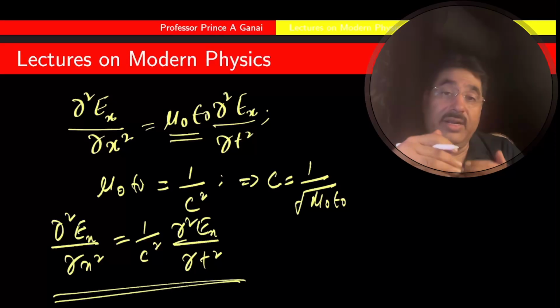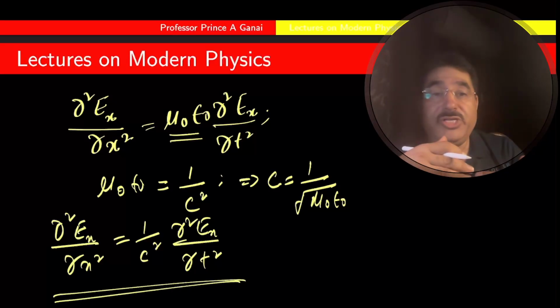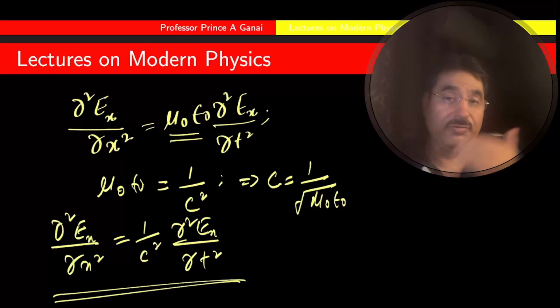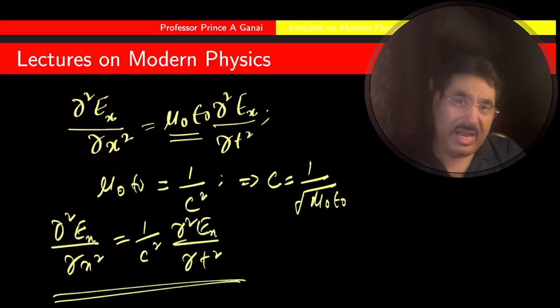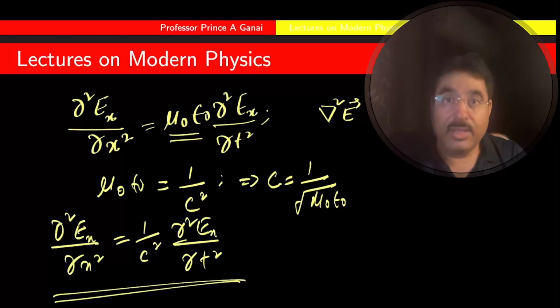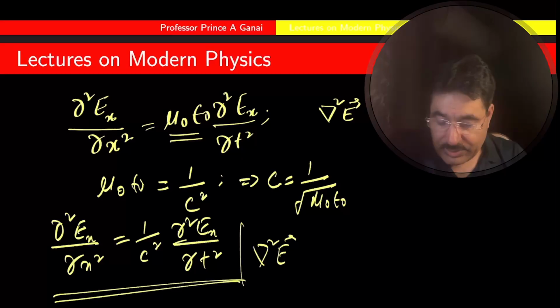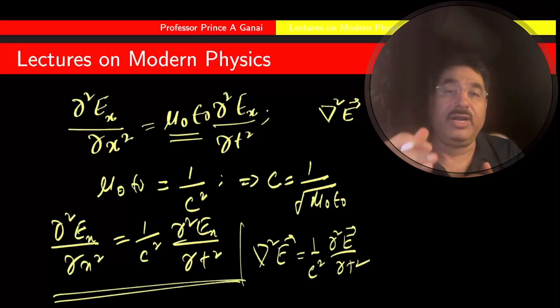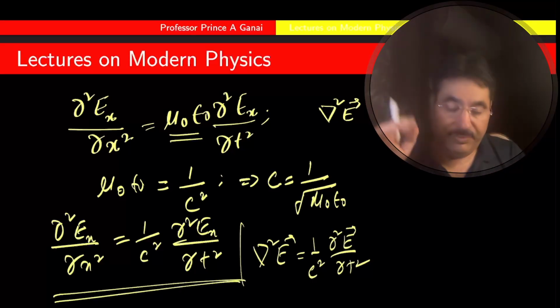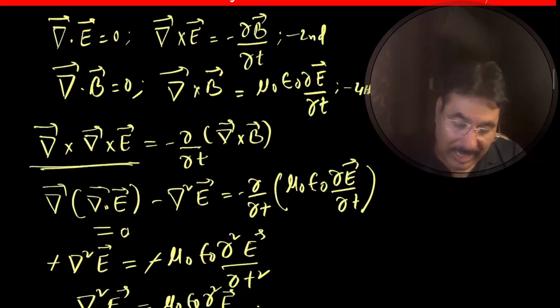So this is the equation of a wave traveling with the velocity of light. A changing magnetic field generates a kind of wave, and that wave travels with the speed of light. This is the electric field, and I'm talking about only one component. The full wave equation for the electric field is del square E equal to 1 by c square del 2E by del t square. That is the full three-dimensional wave equation for the electric field. So the electric field oscillates like a wave. Right? What about the magnetic field?